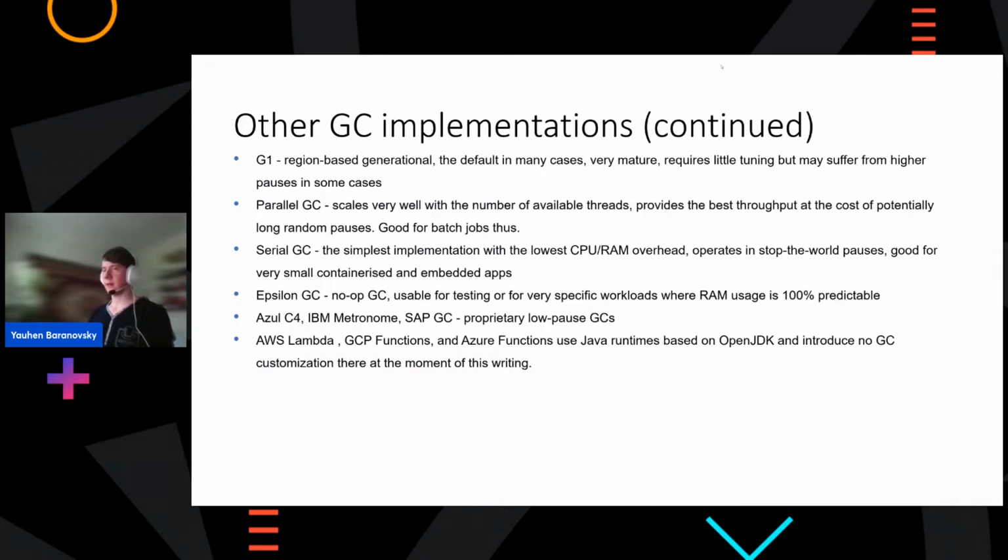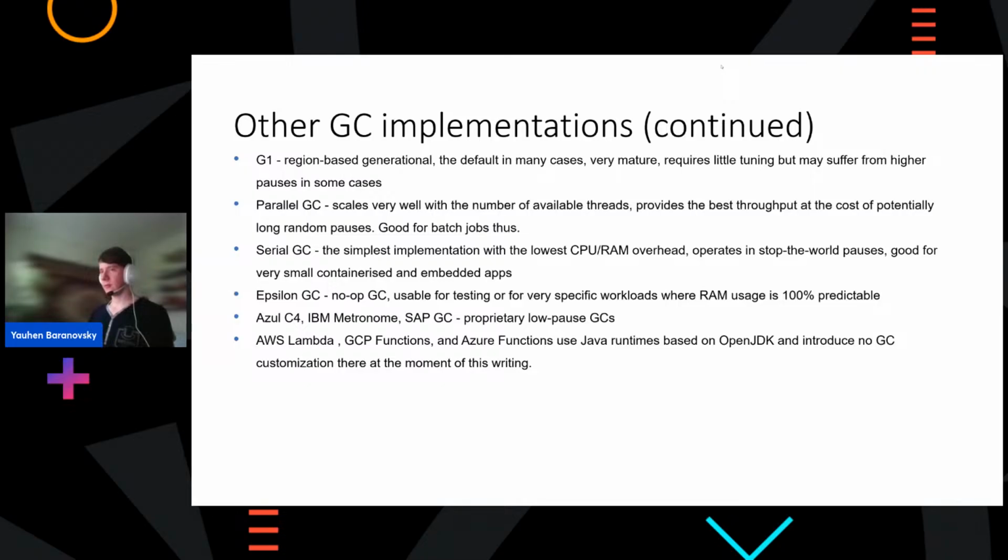Then we have some sort of experimental slash test garbage collection mechanism called Epsilon GC. It's basically an OOM garbage collector. So if you are absolutely sure that your workload will maintain a steady usage of RAM, you may use it and have no overhead at all. Finally, we have some non-standard implementations which are included in vendor-specific distributions of JDK, like Azul C4, IBM, or SAP GC.